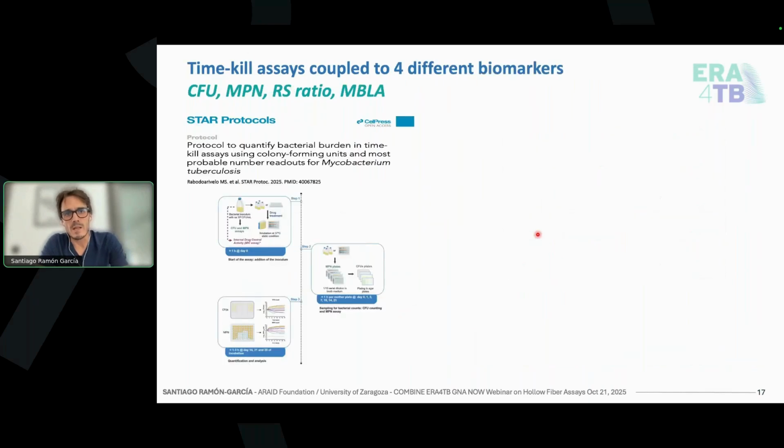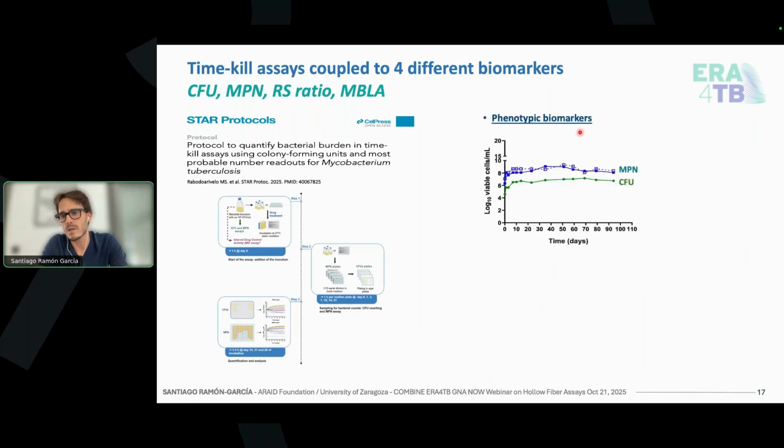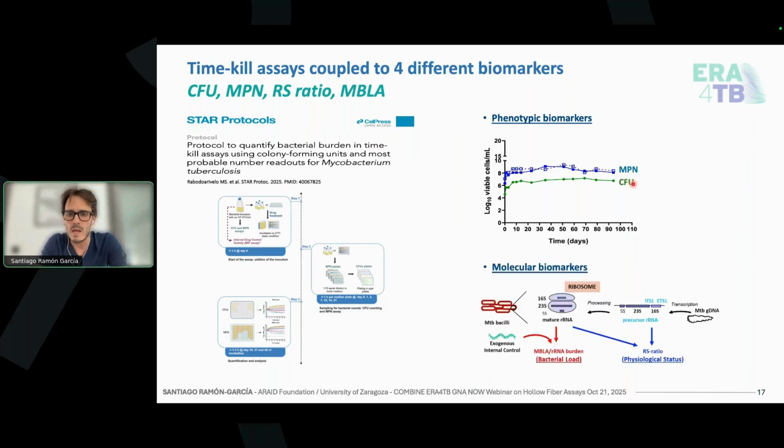Additionally, we are coupling these assays not only to CFUs, but to other phenotypic biomarkers, like the most probable number. This is a liquid outgrowth phase that can detect a subpopulation of bacteria that is not detected by CFUs, which is giving us further information on the potency of the drugs or the combinations. We can also add molecular biomarkers like the MBLA or the RS synthesis ratio, that give us information on the physiological states of the bacteria.